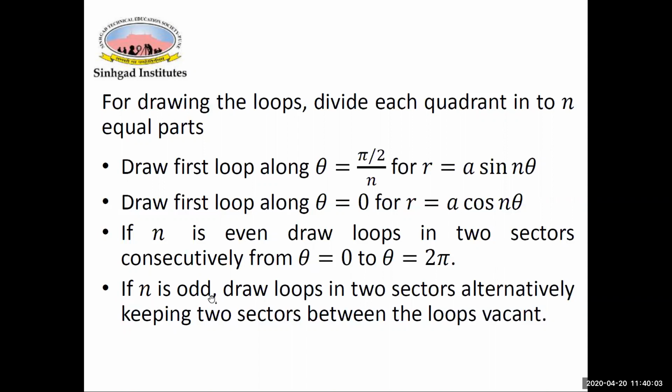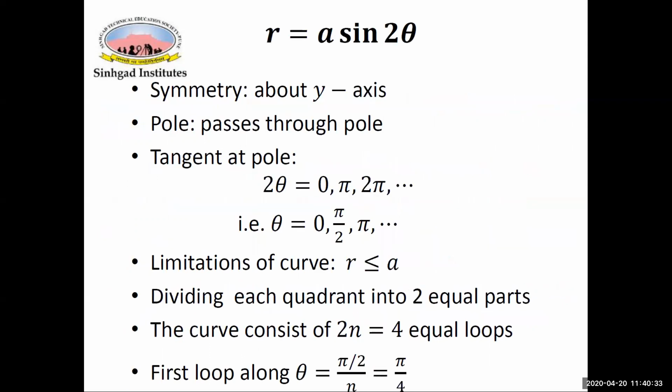But if n is odd, then you draw the first loop along the line, say theta equal to 0, keep 2 sectors empty, and then draw the next loop by keeping 2 sectors between the loops vacant. This is the case when n is odd. So for the even case, consecutively we will be drawing loops, and for the odd case, we will be drawing it into alternate sectors.